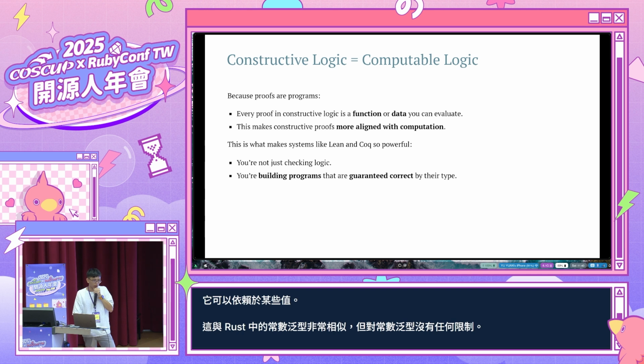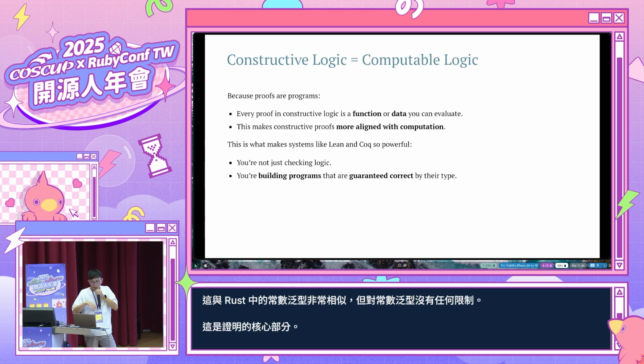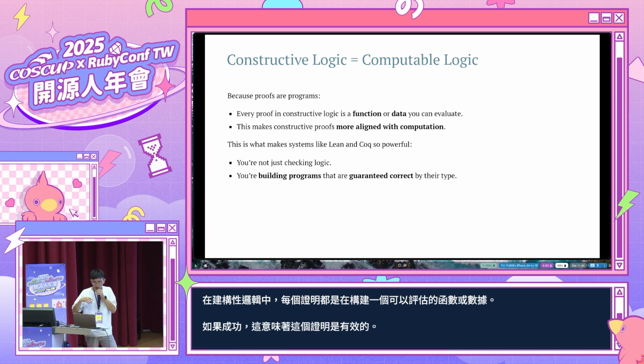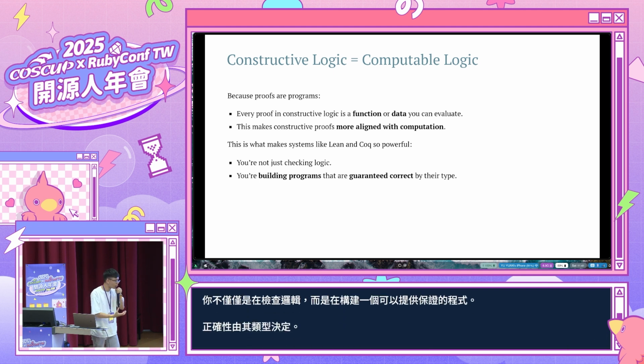So this is a core part of the proof. Constructive logic can be mapped to computable logic, because a proof can be considered as a program. Every proof in constructive logic constructs functions or data that you can evaluate. If it is successful, it means this proof is going to work. And this makes a constructive proof more aligned with computation. And you can note that you're not just checking the logic, you're building a program that can guarantee correctness by its type. So it's just like you write a program and you let the compiler check its correctness.